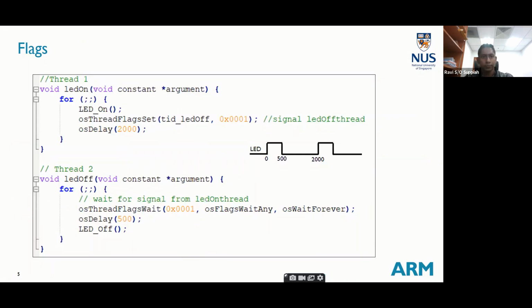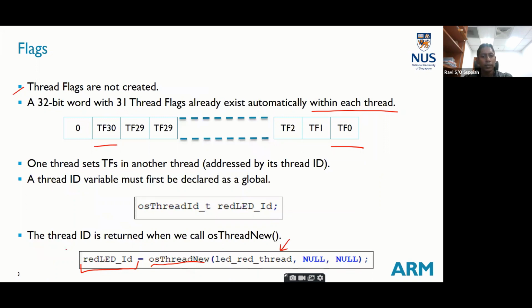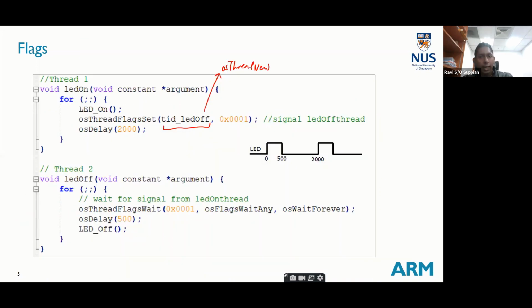In this case, I have two threads, LED on and LED off. This information, TID LED off, is obtained when I call OS thread new; the return is the ID. When I capture the ID, I can use it, and any thread can set the flags of any other thread. Here, in the LED on thread, I am setting the flag for the LED off thread. Like I said, when you create the thread, automatically you have 31 flags, 0 to 30.